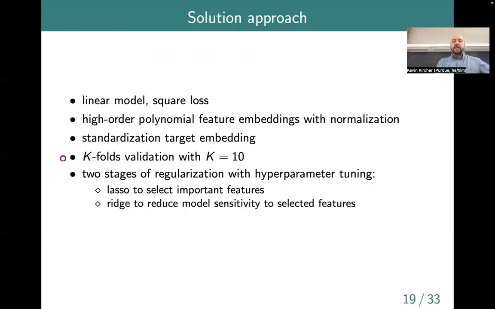I'll use k-folds validation with 10 possible folds. And then we'll do 2 stages of kind of the regularized mean loss minimization. One where we use the lasso, the L1 regularization, which basically is going to zero out the weights on a bunch of features, tell us which features we can ignore. And then once we have kind of a good set of features, we'll use ridge regularization to do the final kind of model polishing or training.